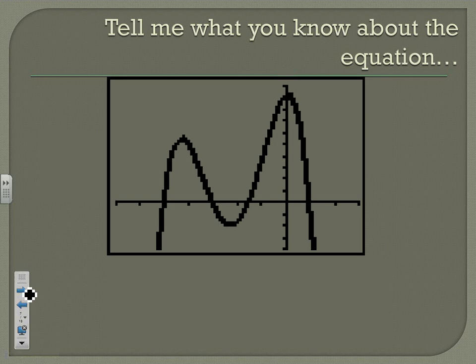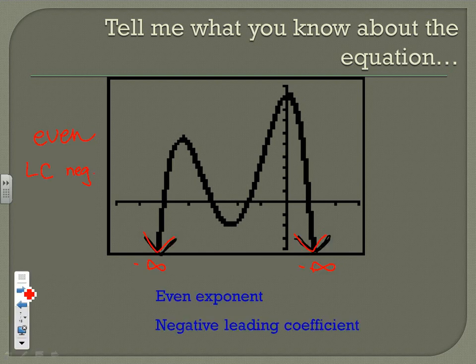Checking out another one. If I look at the arrows on this one, I've got an arrow pointing down and an arrow pointing down. They're both pointing down in the same direction. So since they're going in the same direction, first thing I know is they must be even. Now if they're both pointing down, if they're both going to negative infinity, then I know that my leading coefficient must be negative because it flips the whole graph over.